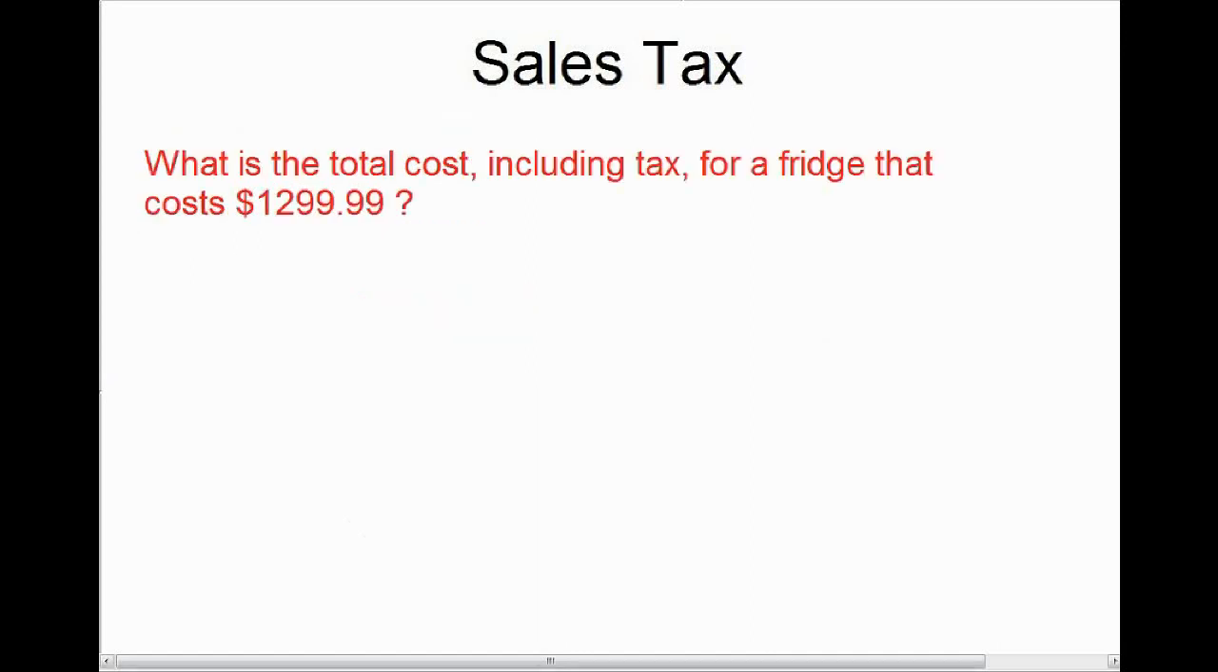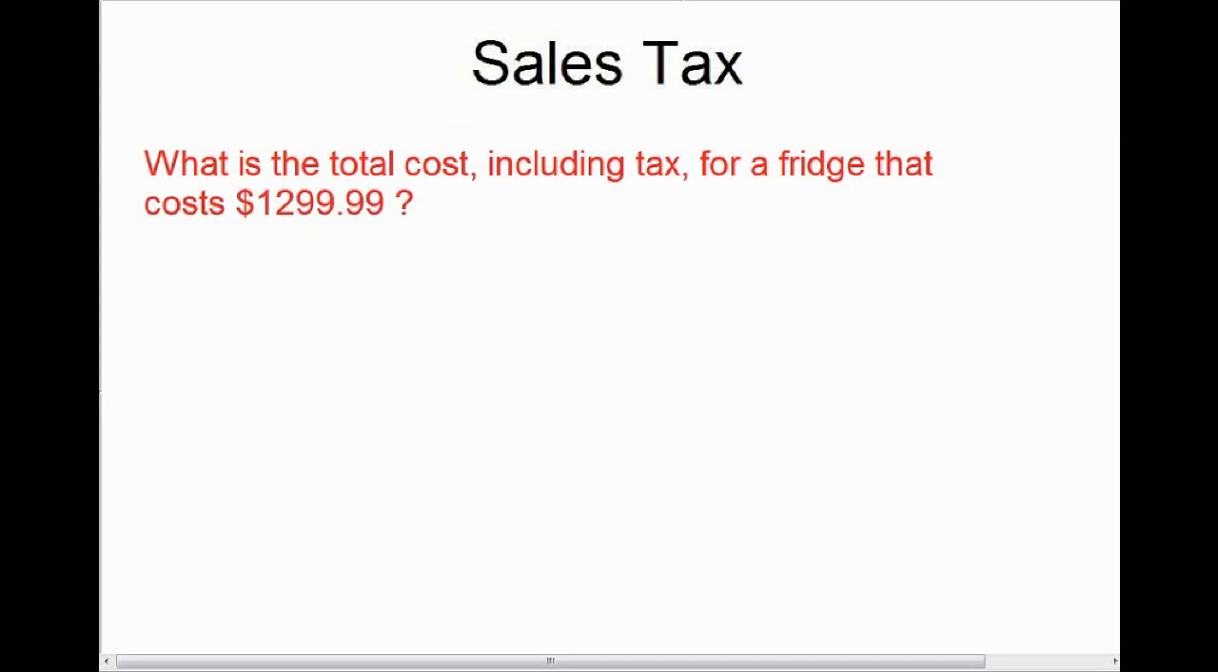Here's another example where we're wanting to just get the total cost. Most of the time when we're going to purchase something, we don't really need to know necessarily what the tax is going to be. All we're really interested in knowing is, well, what is the final price? And so that's what's being asked here. What is the total cost, including tax, for a fridge that costs $1,299.99?